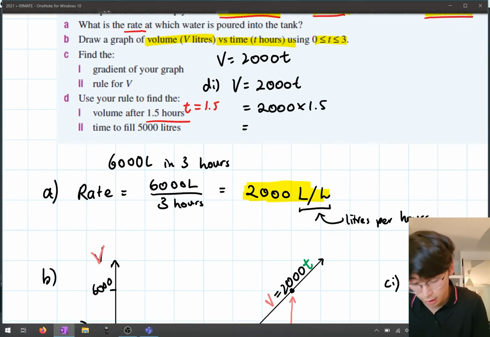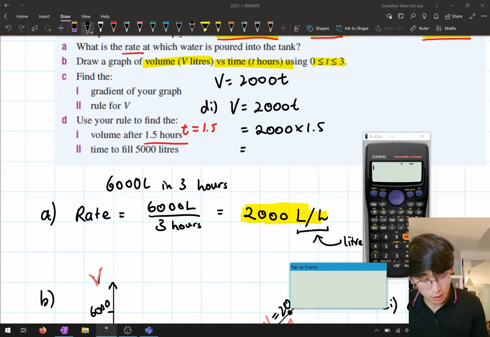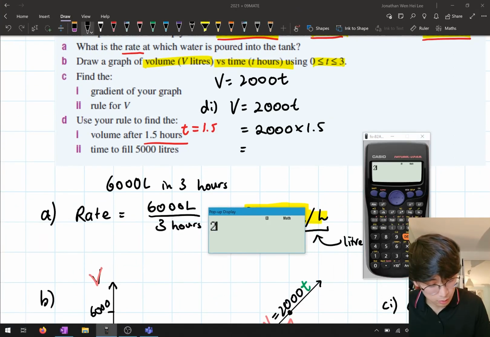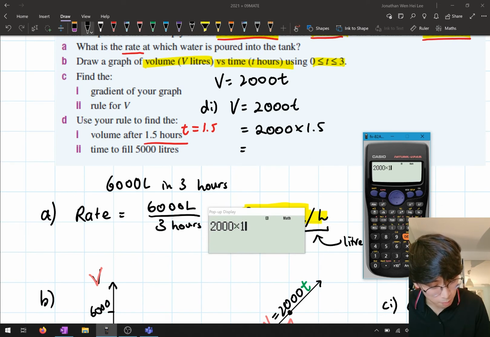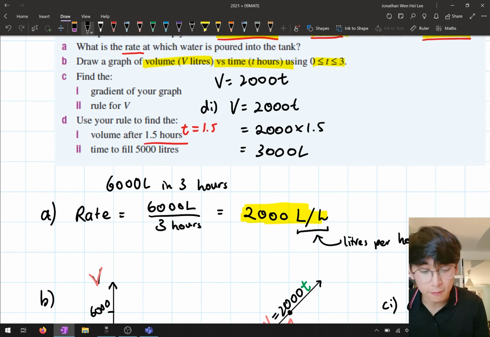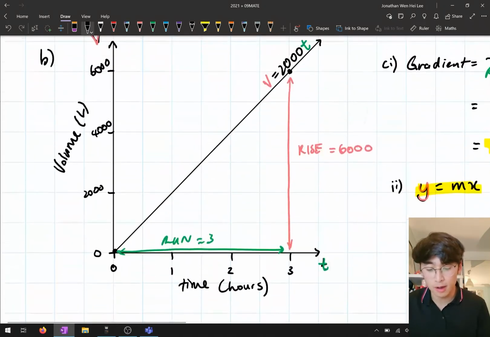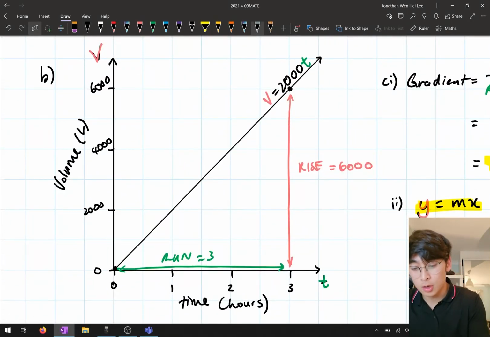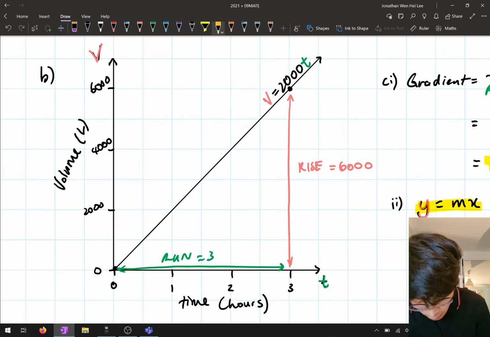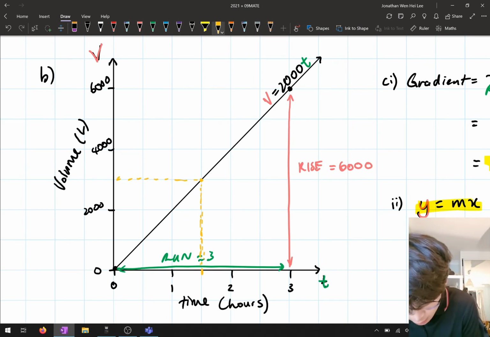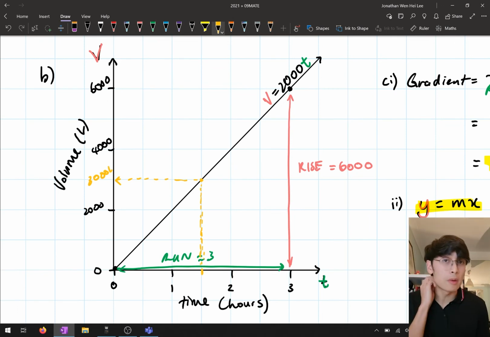And you can chuck this in a calculator. 2,000 times 1.5, so I get 3,000. So that tells me that the volume after 1.5 hours is 3,000 liters. We can actually go to our graph and check that. So 1.5 hours is over here, and if I go up to my graph and read off this value, going across here, this value would be 3,000 liters. So that's exactly what we should expect.